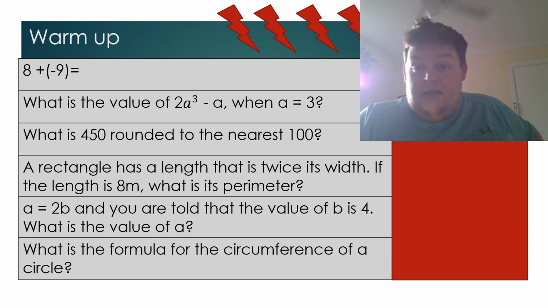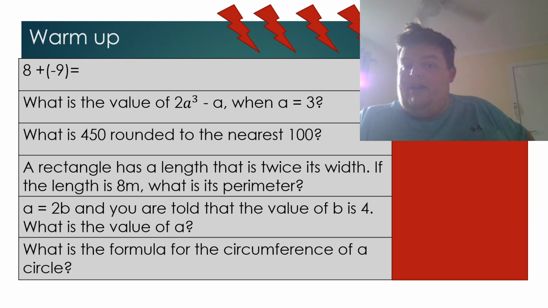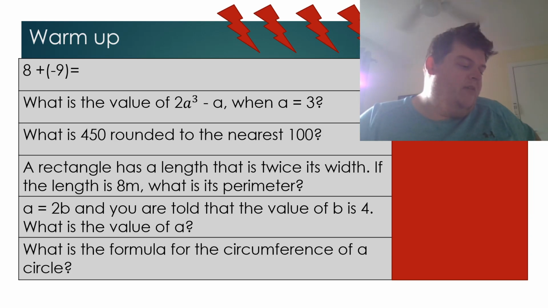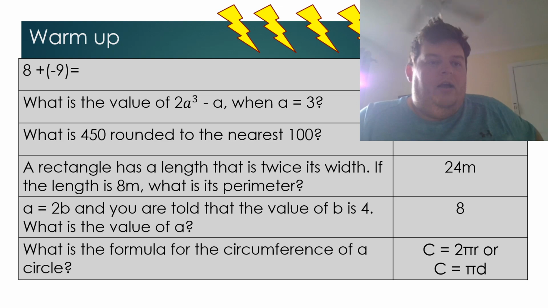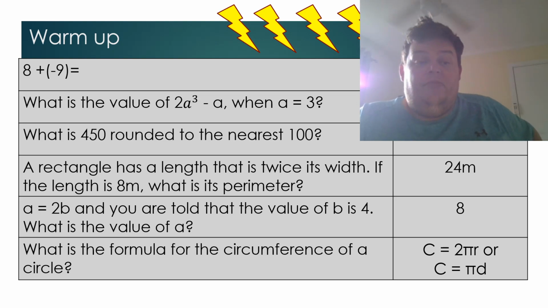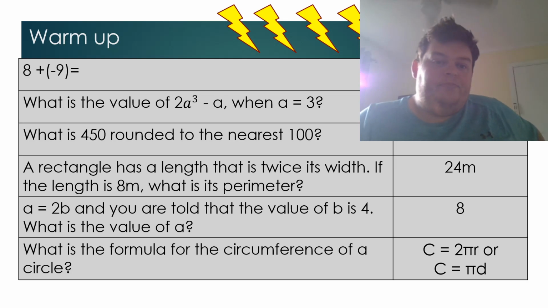Okay. I assume that you've done it. Some of you will have, some of you won't have. There's no way of me knowing. All right, let's jump into this. So we have 8 plus negative 9, which is the same as 8 minus 9, because a plus and a negative together make a negative, which gives you negative 1.